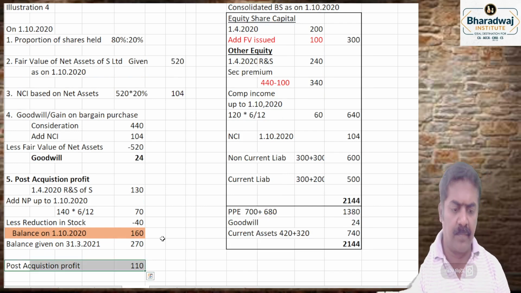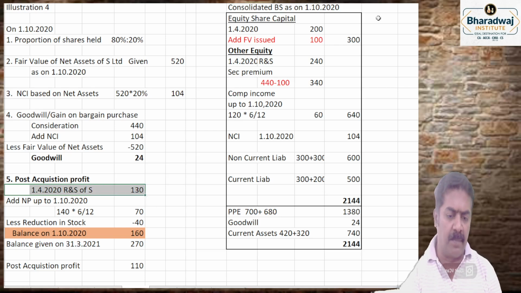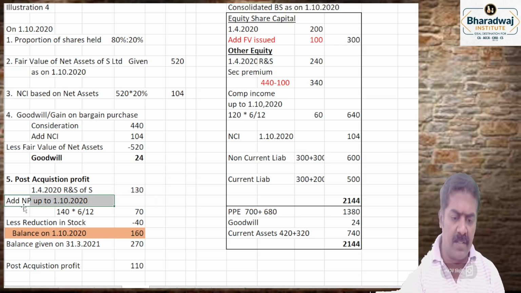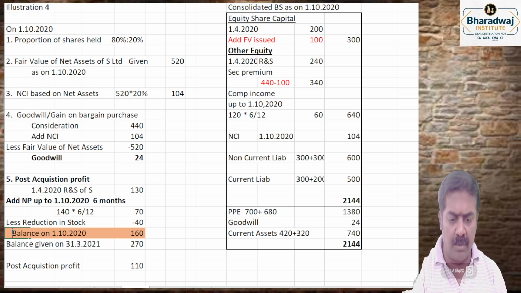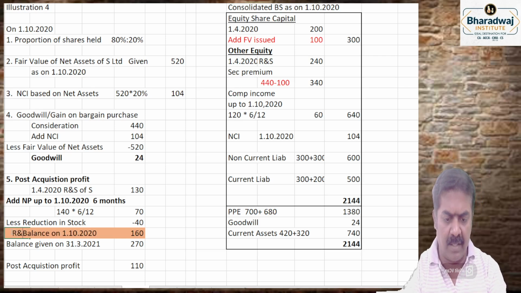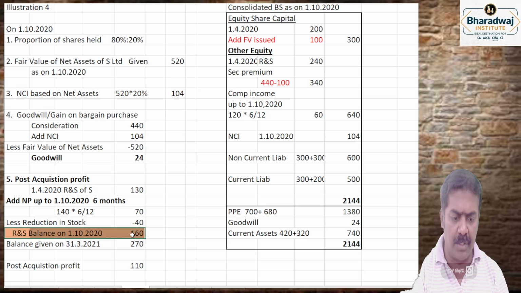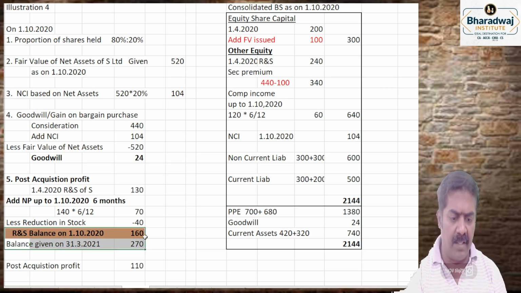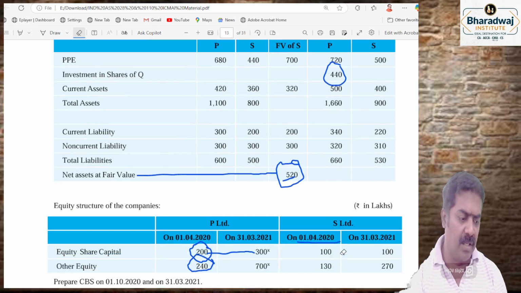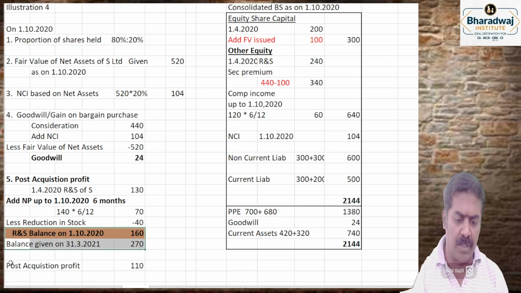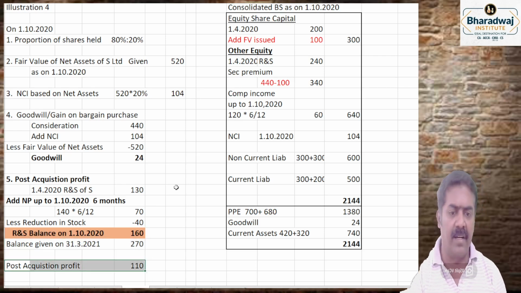I repeat, opening balance of reserves and surplus, net profit for the 6 months up to 1/10/2020. Till the middle of the year, it is pre-acquisition period, 6 months. Then there is a reduction in stock. So this becomes the reserves and surplus balance on 1/10/2020. Then the balance is given on 31st March 2020. How much is given? 270 given. So post-acquisition profit, this is the last 6 months profit, 110.